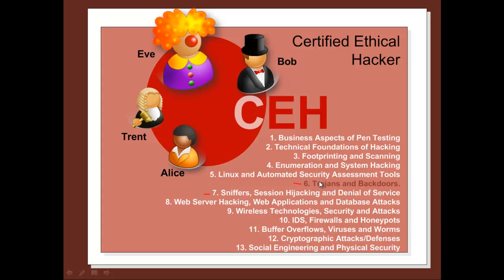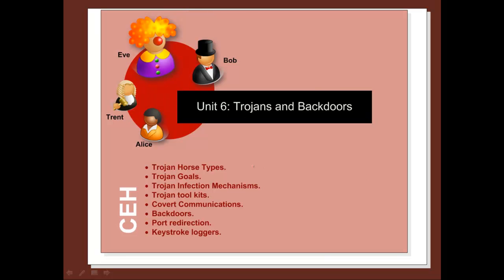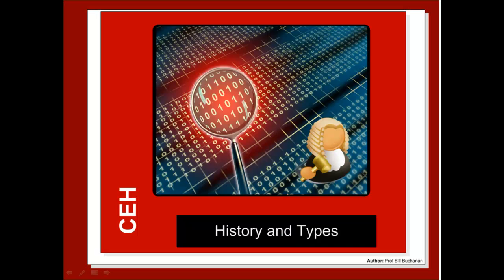So this unit looks at Trojans and Backdoors. Some of the goals around Unit 6 are to look at basic Trojan horse types, their goals, some infection mechanisms, the rootkits, covert communications, backdoors, port redirection, and keystroke loggers.